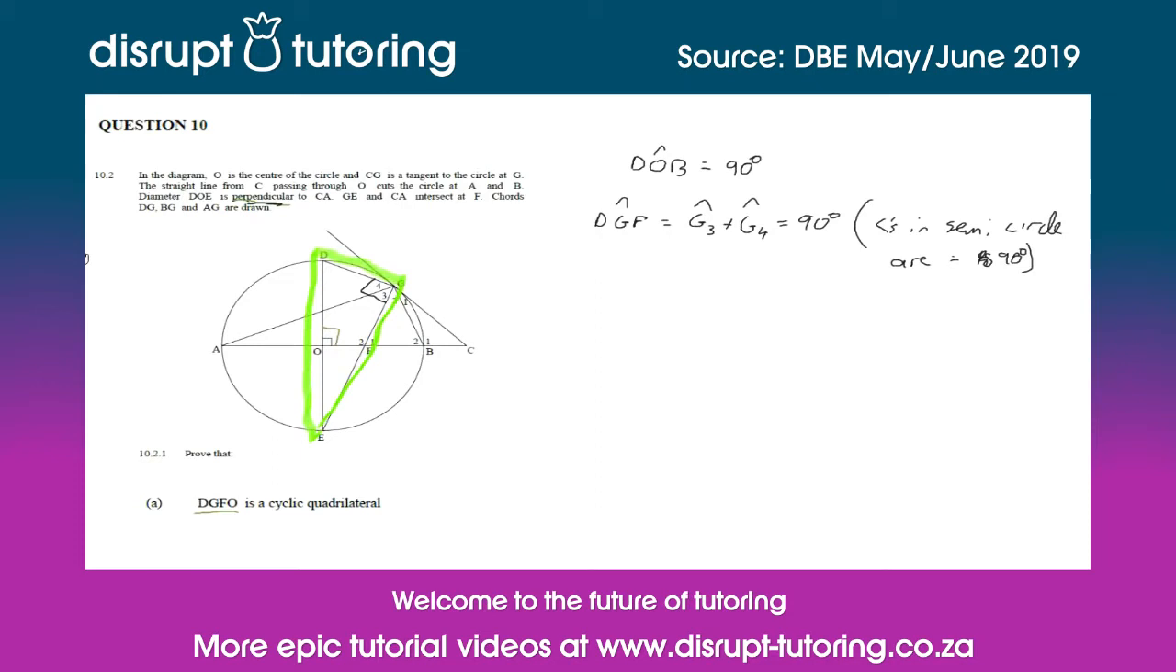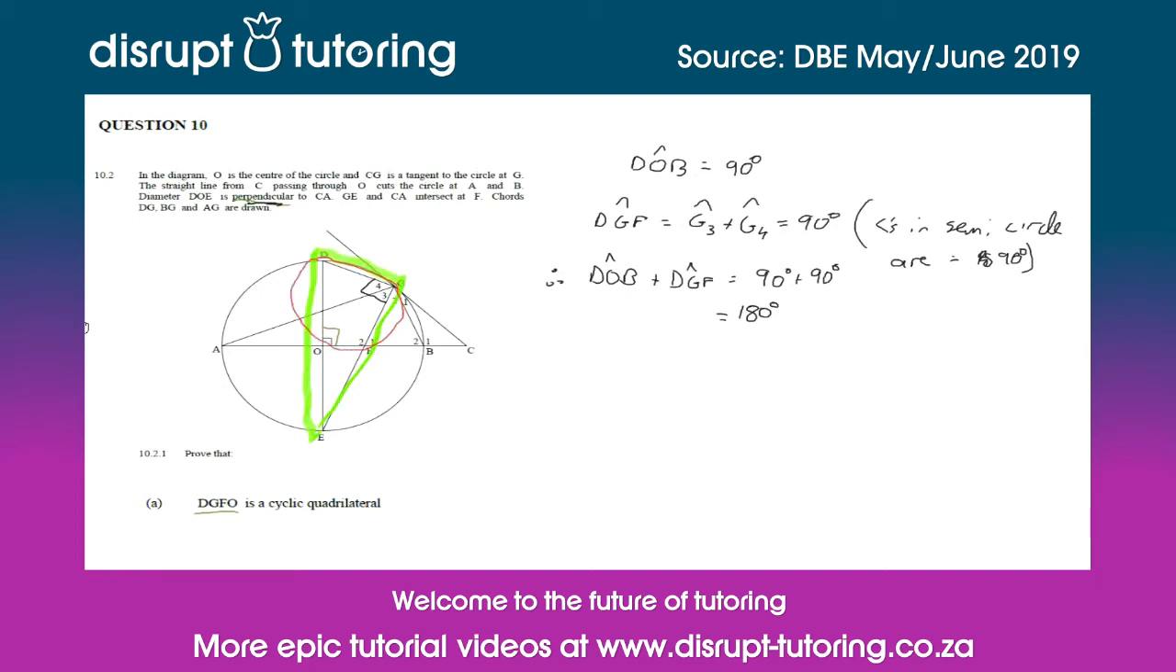So then we can therefore conclude that DOB plus DGF will equal 90 plus 90, which equals 180 degrees. So therefore, in the circle that would form around, as I said, this DGFO will be the circle here.